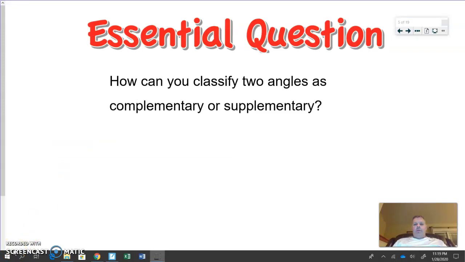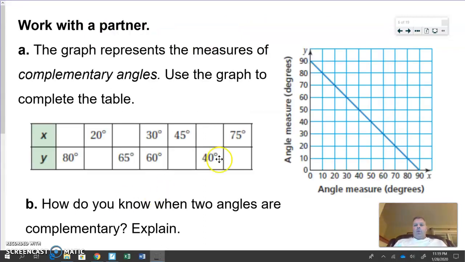Our essential question for the day is, how can you classify 2 angles as complementary or supplementary? The graph on the right over here represents the measures of complementary angles. Use the graph to complete the table. So again, when y is 80, as I look over here, it looks like x is 10. Please pause the video, give the students about 1 minute to try to fill out this table and see what they can come up with.